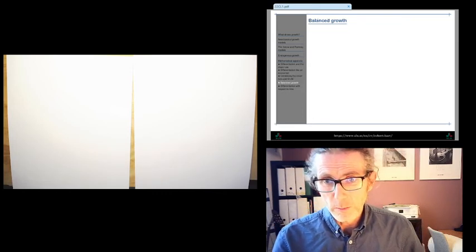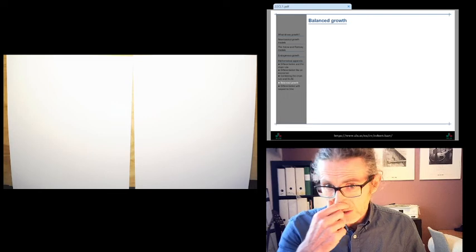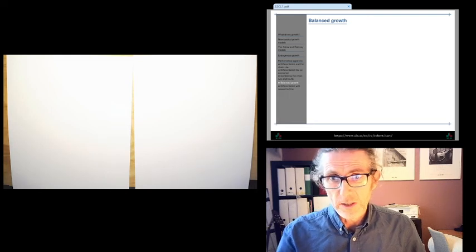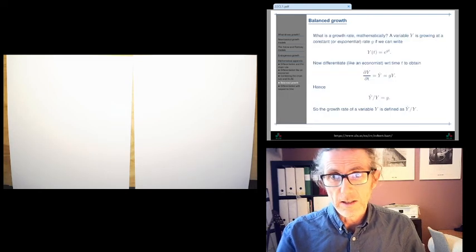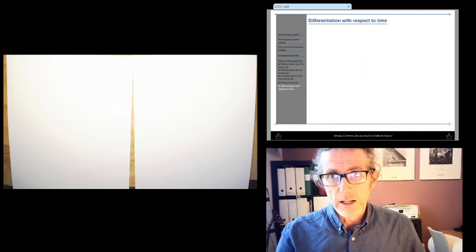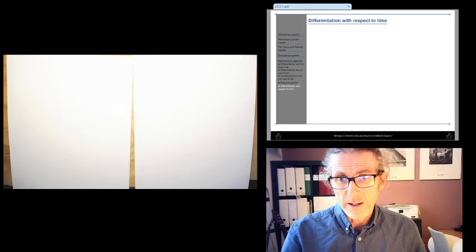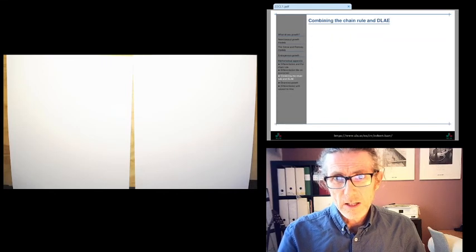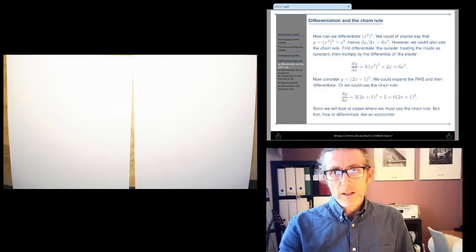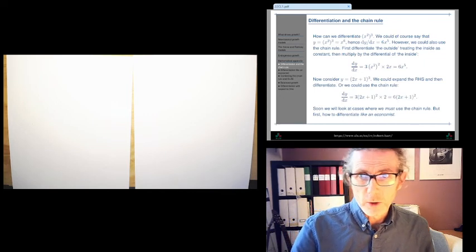Then we're going to look at balanced growth, so we're going to start getting into economics. Balanced growth is a concept in economics. And finally then we're going to look at differentiating with respect to time. Okay, differentiation and the chain rule.